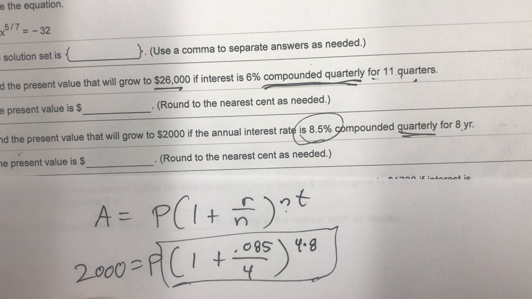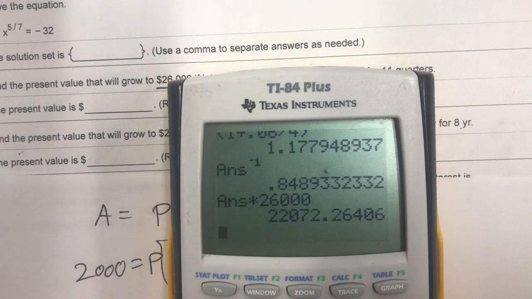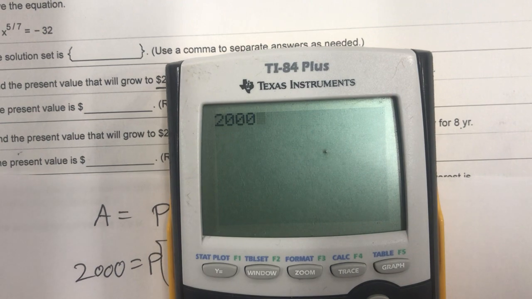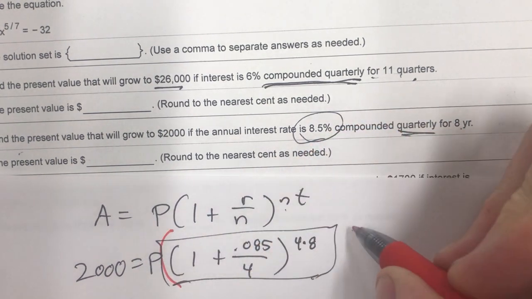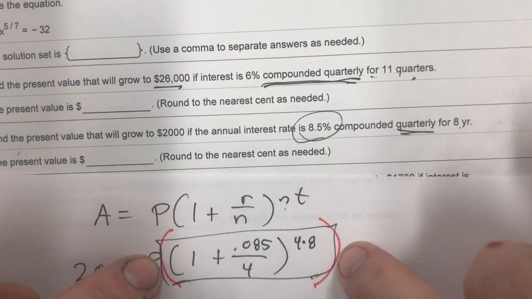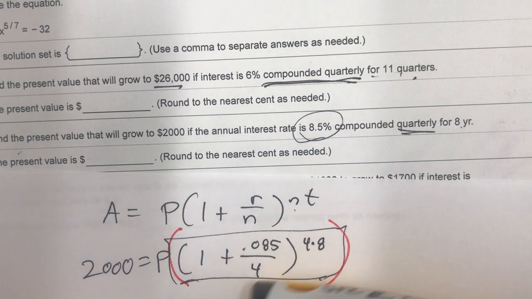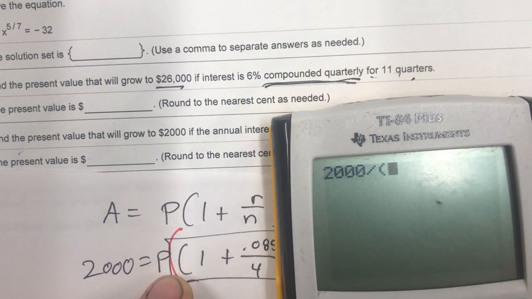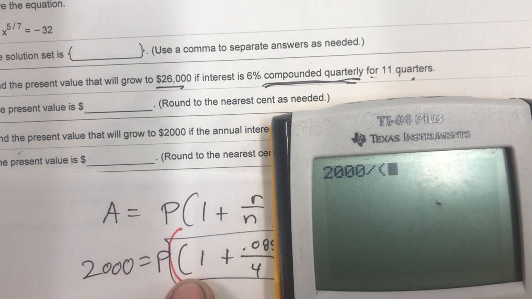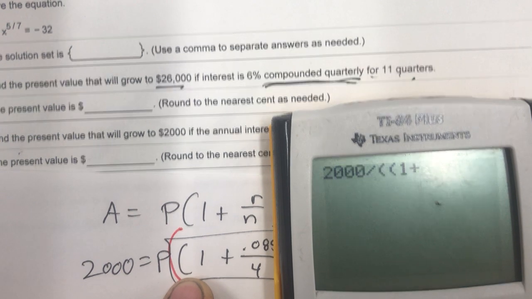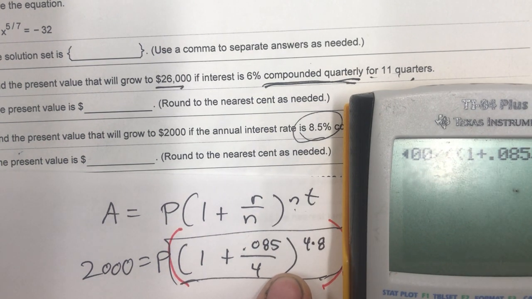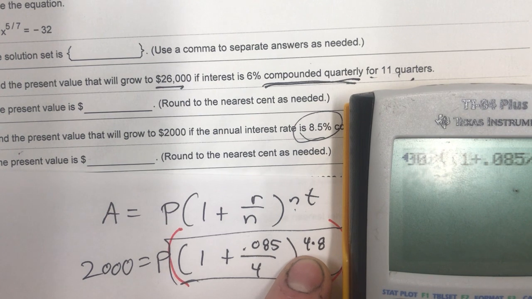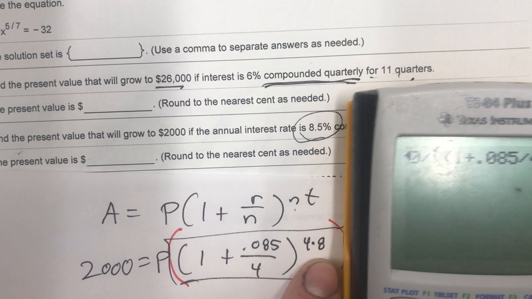Okay, so again, I can type all this in the calculator. Now what I'm going to do is 2,000 divided by that. So I'm going to do 2,000 divided by, and then I'm going to put all that in parentheses. I've got to have these red parentheses and those black ones. As I'm typing this in, I have 1 plus 0.085 divided by 4, parenthesis, and then to the power of 4 times 8, which is 32, and then I'm going to close that parenthesis.